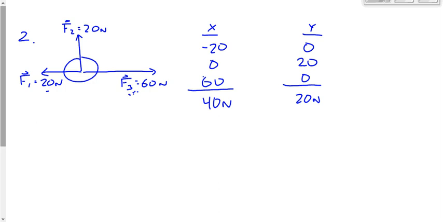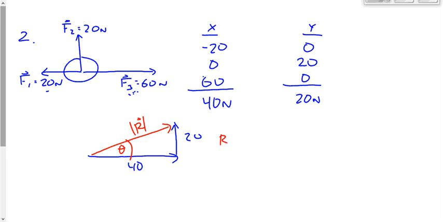Draw a new vector diagram where we have 40 to the right and 20 up. And the resultant vector is going to be drawn from start to finish. R is equal to the square root of 20 squared plus 40 squared. What does that equal? 44.73. Should be 2 digits, I guess, so it would be 45 newtons.